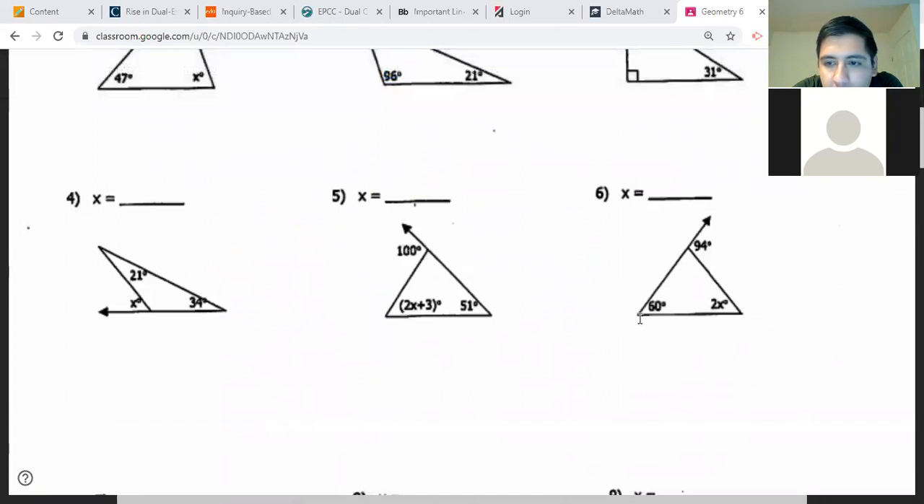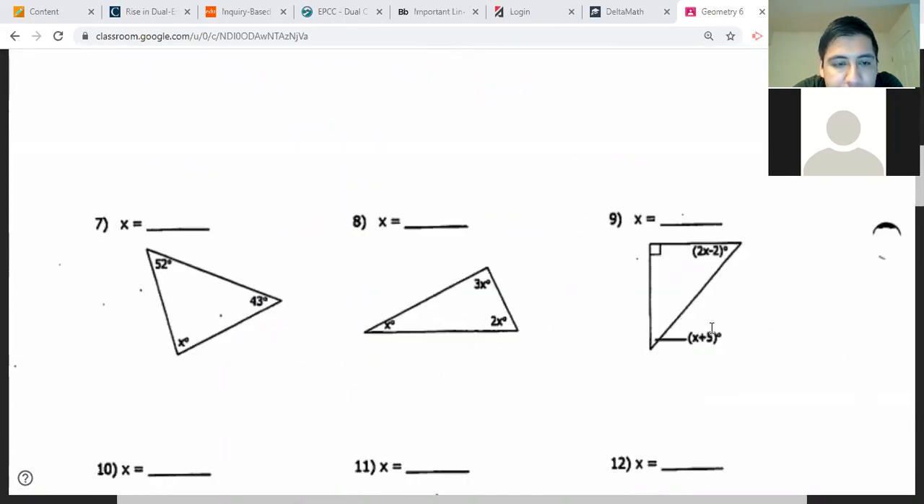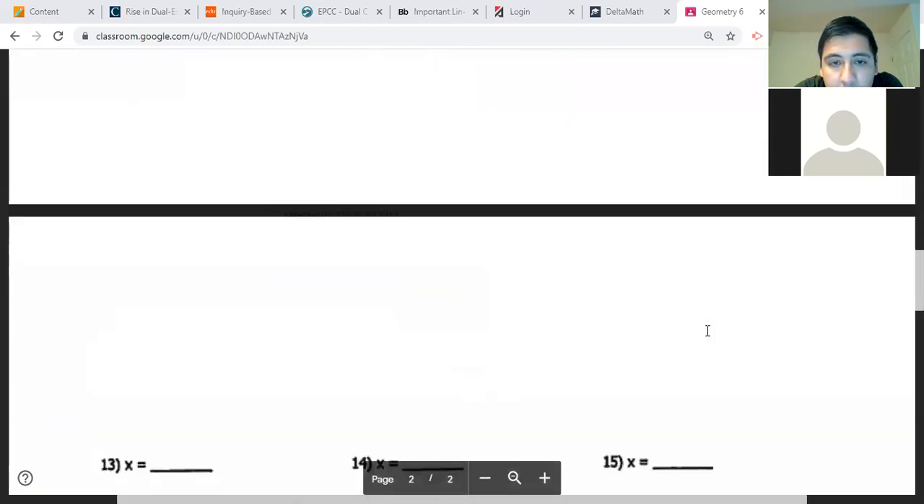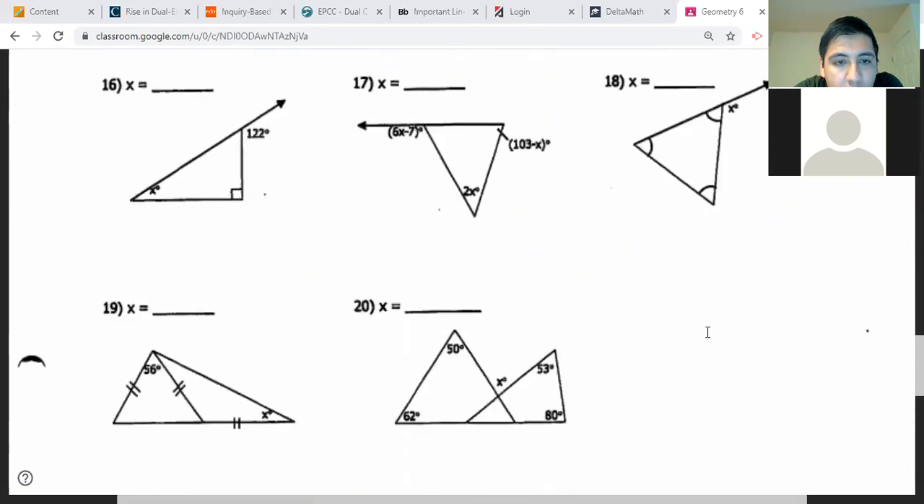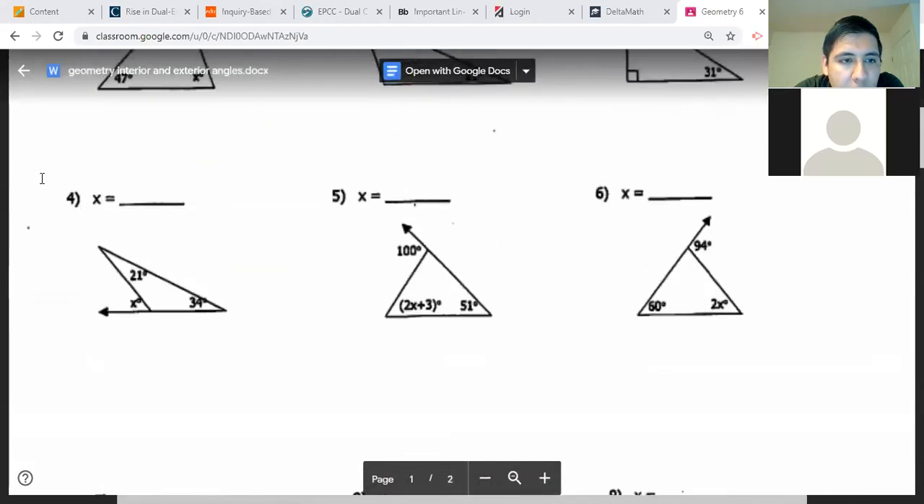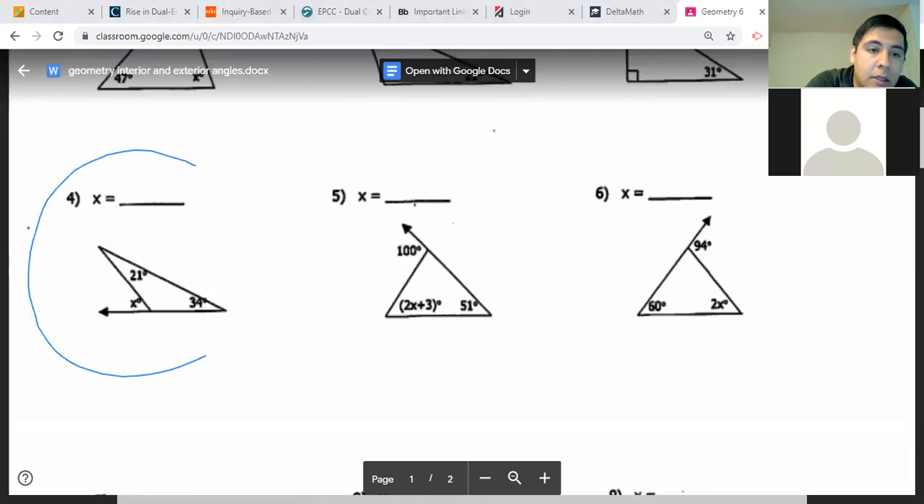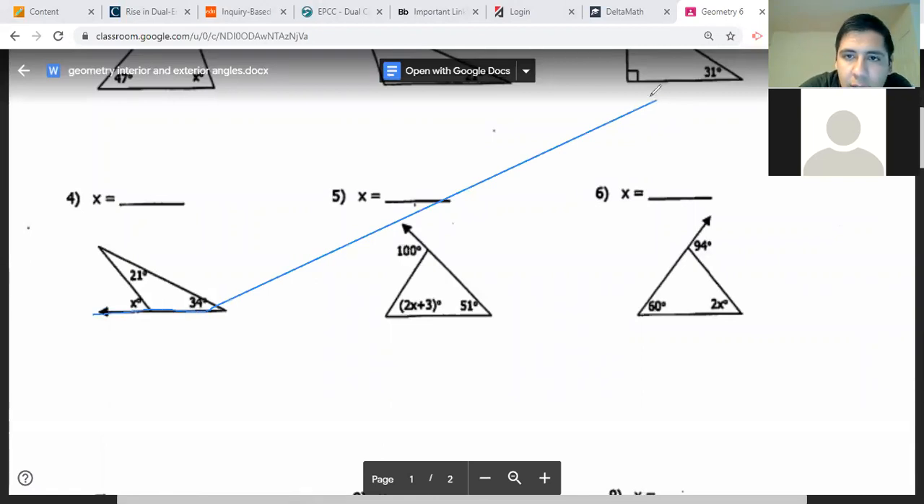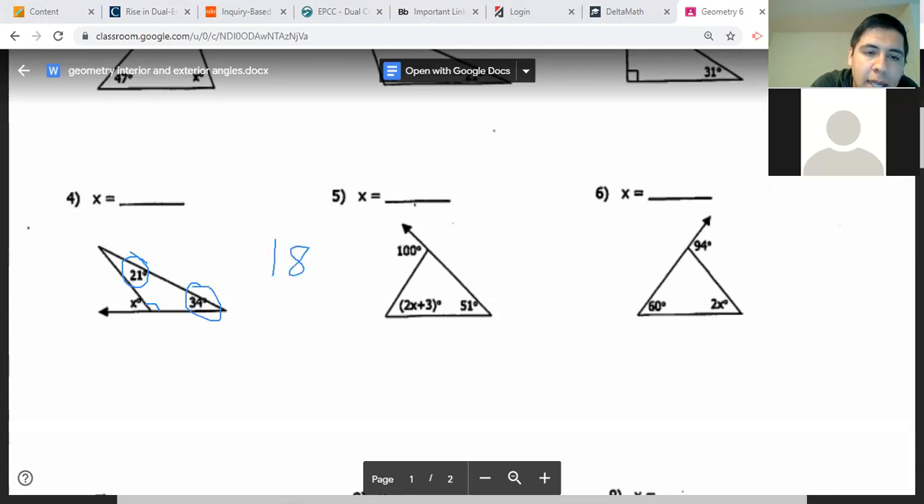Now let's look at something like number, let's see, 16. Yeah, so let's look at something. There was one over here, like number 4. So number 4, that one extends the triangle a little bit outside, right? So here's the thing. Let's go ahead and find this angle right here. We have the other two angles, so let's go ahead and find that angle. 180 minus 21 minus 34, right?